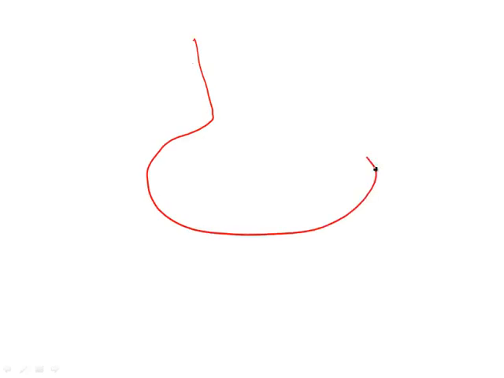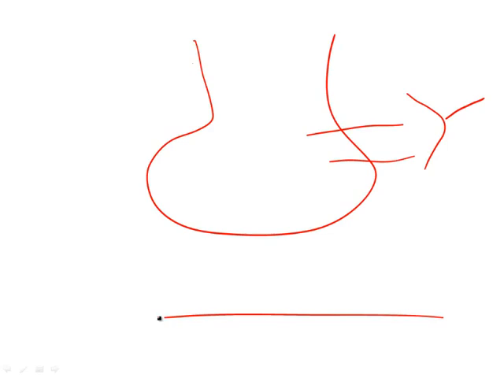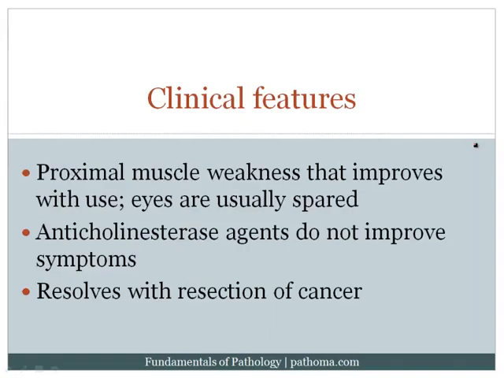The reason why the weakness improves with use is that you've got an antibody here competing with the calcium channel. And so what's going to happen is the more you fire this nerve, the more there's going to be a gradient trying to force calcium in. And so again, the more you use the nerve, the more the pressure to force calcium in, and you'll be able to then kick off this receptor.